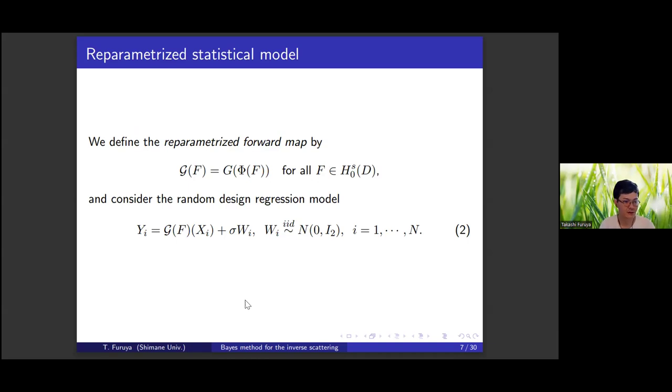So next, now that we defined the link function, we define the reparameterized forward map. G is the mapping from the refractive index to the observation. So we consider the composition of G with the link function of F. We call the mapping from F to the observation calligraphic G. And then using this reparameterized forward map calligraphic G, we consider the random statistical model, just replacing G by calligraphic G.